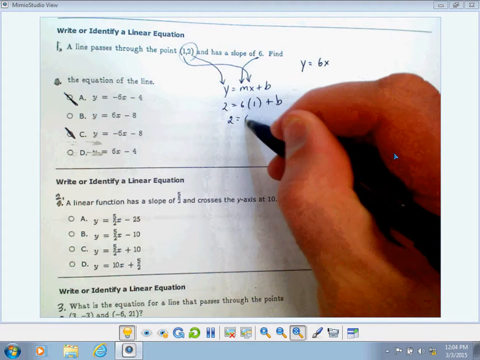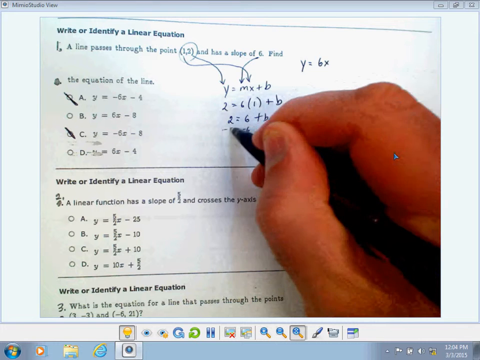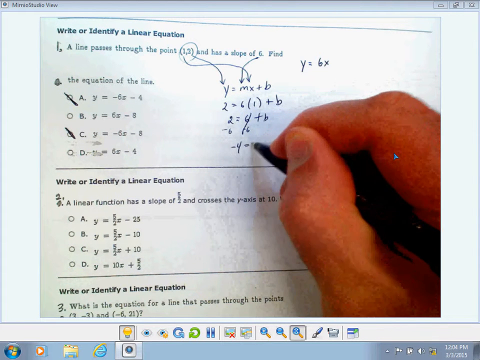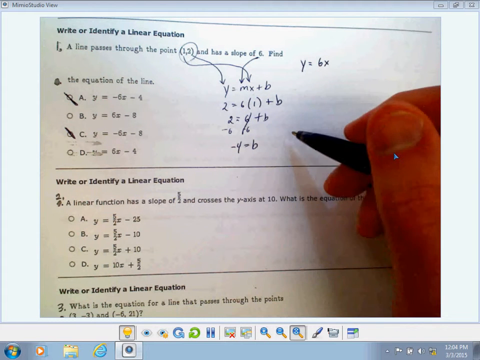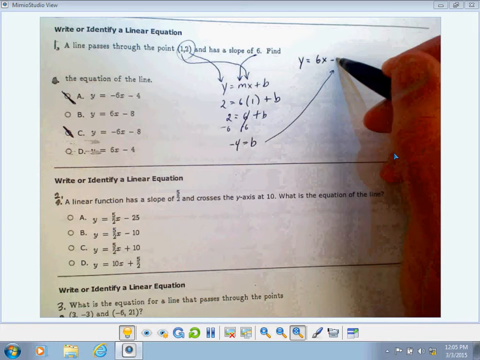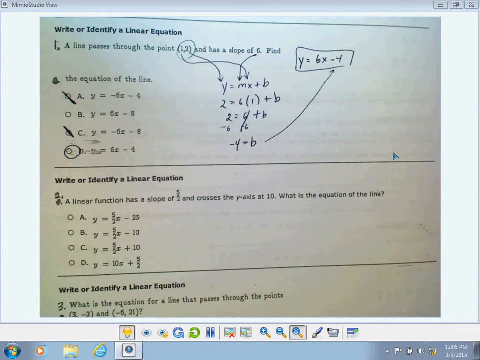2 equals 6 plus b. And I'm going to subtract 6 from both sides, and I get 2 minus 6 is negative 4. b is negative 4, which means when we go over here and write it in our final equation, the y-intercept is minus 4. Our answer is D.